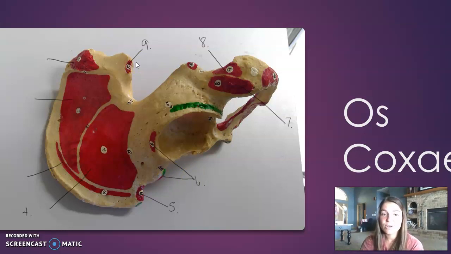Number 9 is the origin for the piriformis. Number 8 is the origin for the semitendinosus and the biceps femoris long head. And then number 7 is the origin for the semimembranosus.